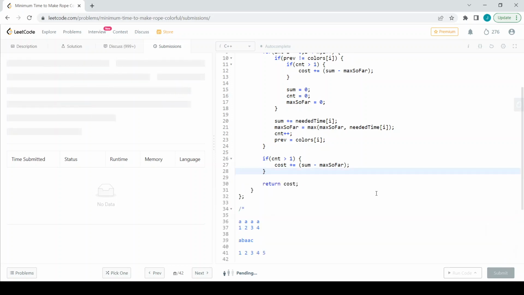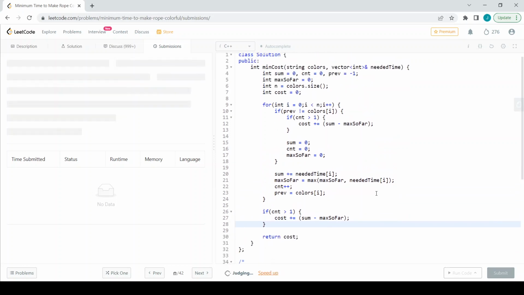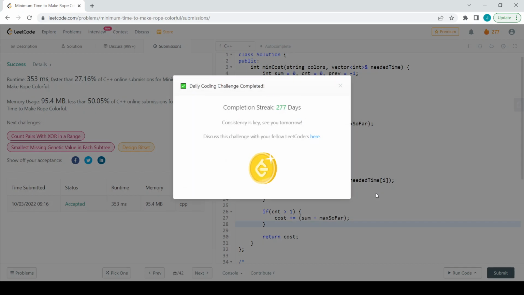So the time complexity here will be order of n. Superb, it got accepted.